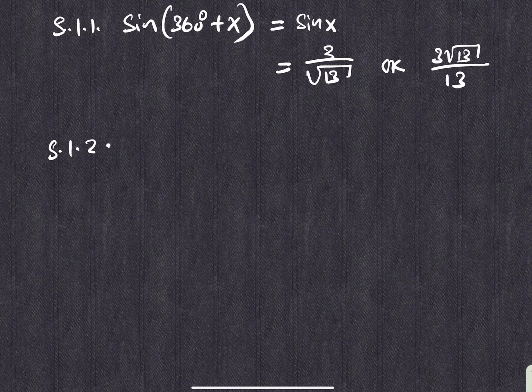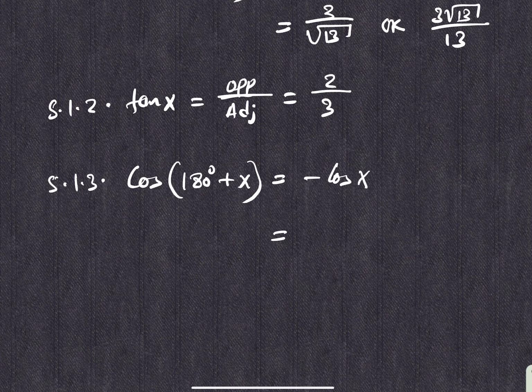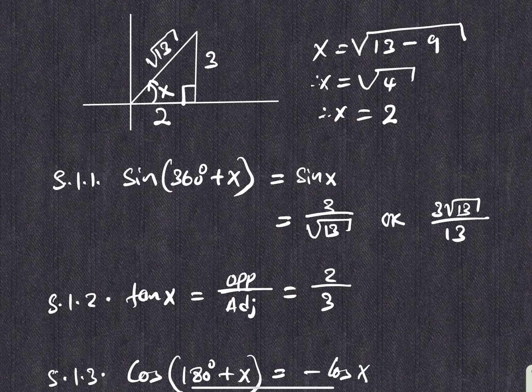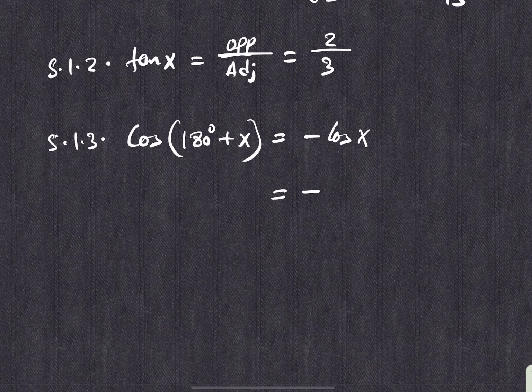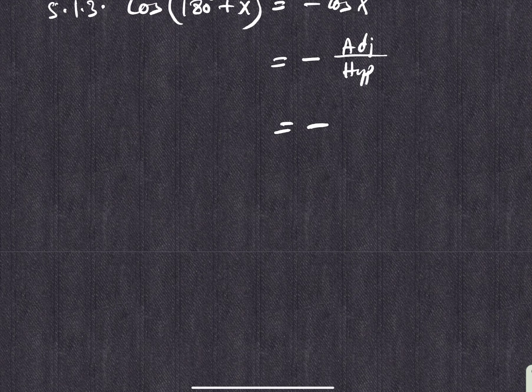The last one, that is 5.1.3. That is cos of 180 degrees plus x, in the third quadrant, where cos is negative. I'm going to get a negative cos of x there. Cos is adjacent over hypotenuse, so it's the negative of the adjacent over the hypotenuse. So it's going to give you minus 2 over root 13. You already put the negative, so it's 2 over the square root of 13.